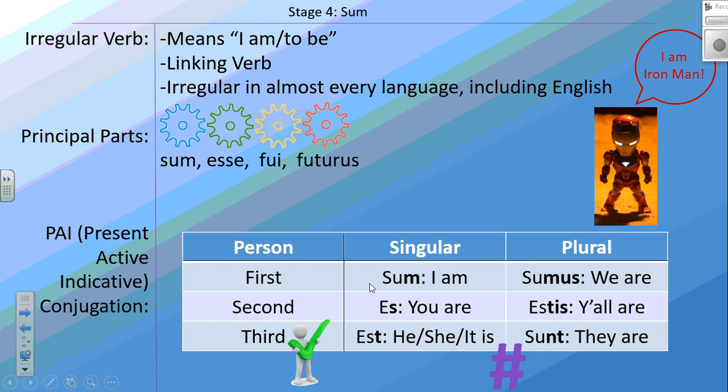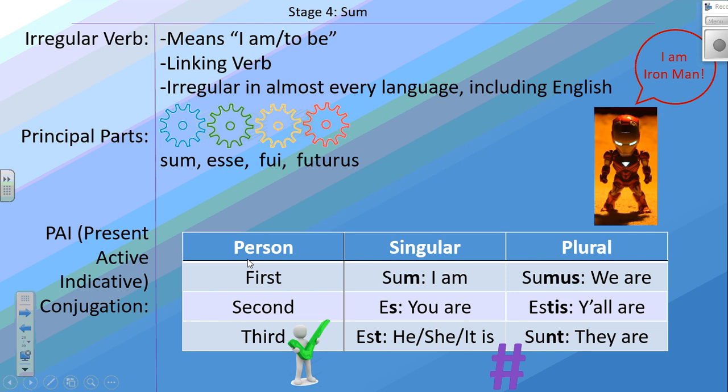So sum, I am; est, you are, he, she, it is; sumus, we are; estis, y'all are; sunt, they are. And notice the form does change in English too, from am, are, and is, right? So it's irregular in English too. Another one you need to memorize, right? Sum, est, sumus, estis, sunt.